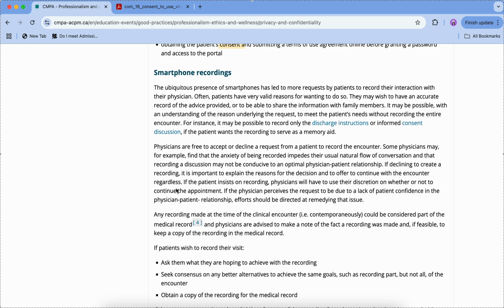That's a different story. Physicians are free to accept, sorry, any recording made at the time of the clinical encounter could be considered part of the medical record, and physicians are advised to make a note of the fact a recording was made, and if feasible, to keep a copy of the recording in the medical record.